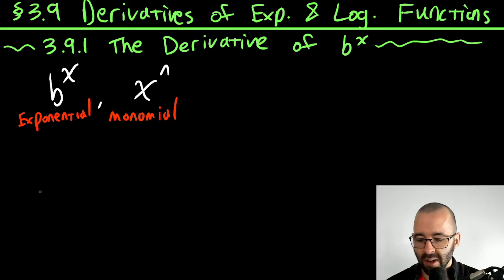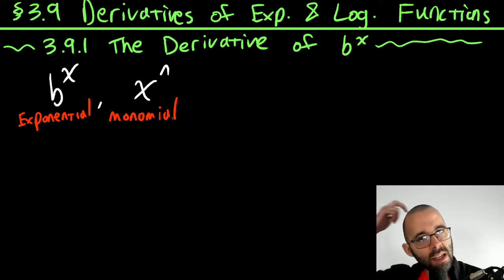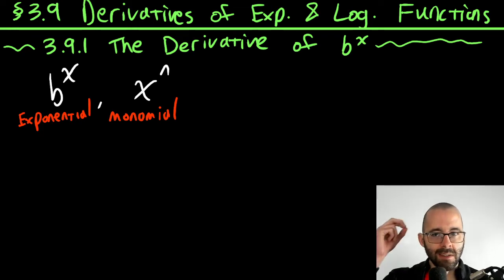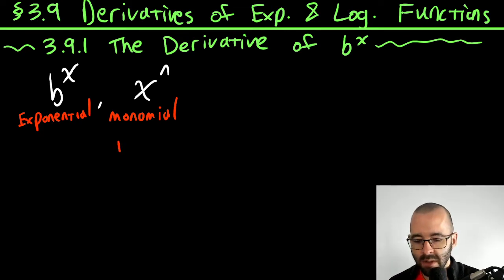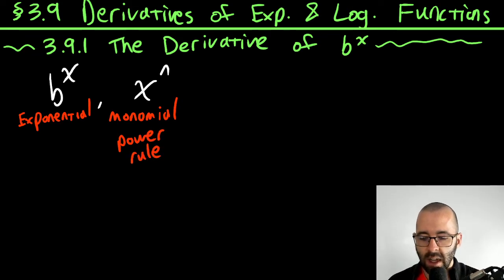They're definitely different. Exponential functions look like this. Monomials usually look like this or like this. So even though they look similar, always keep in mind where the variable is. Power rule is how we do this. And 3.9 is how we're going to do this.